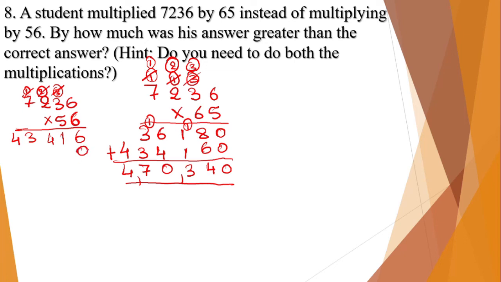And we should add a 0 here. Now 5 6s are 30. So 3 carry over and 0 below. And 5 3s are 15 plus 3 is 18. So 1 carry over and 8 below. And 5 2s are 10 plus 1 is 11. So 1 carry over and 1 below. And 5 7s are 35 plus 1 is 36.